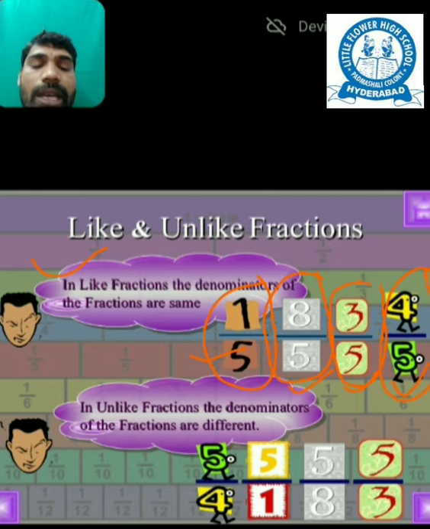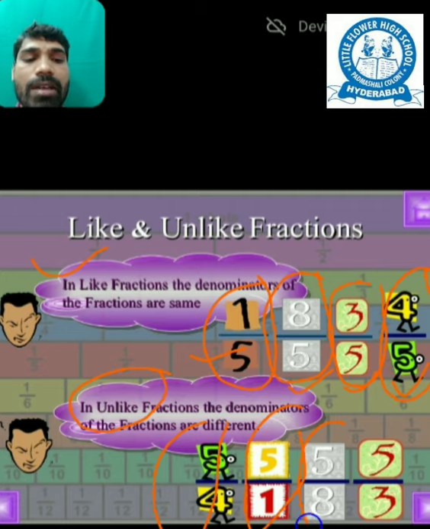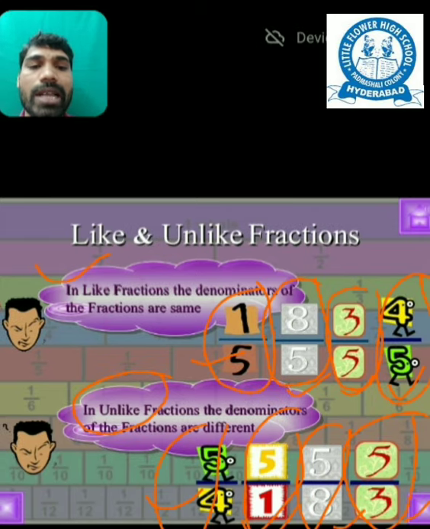Let us come to the unlike fractions. The meaning of unlike is different. See here a few examples: 5 by 4, 5 by 1, 5 by 8, 5 by 3. All of these denominators are different. So we call these unlike fractions. I hope you understand about like fractions and unlike fractions.